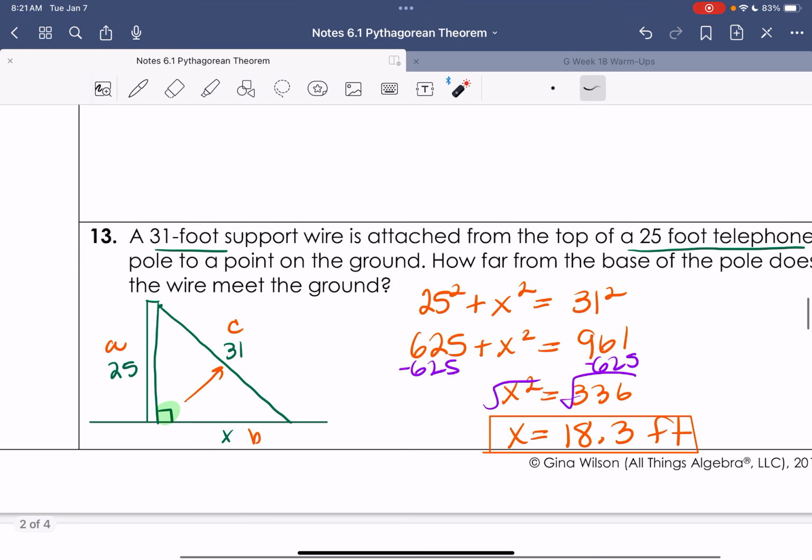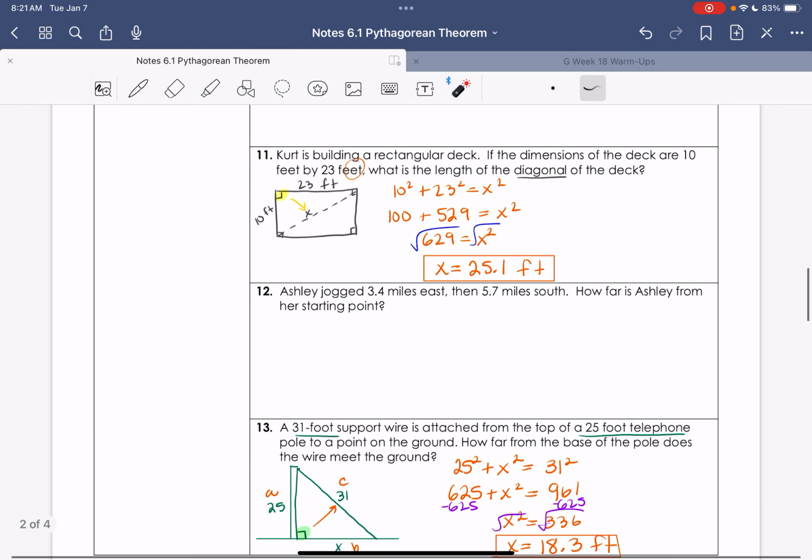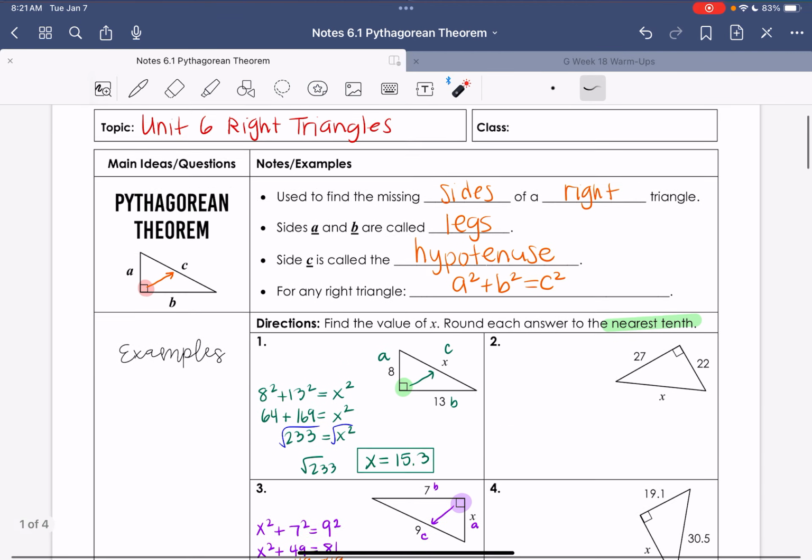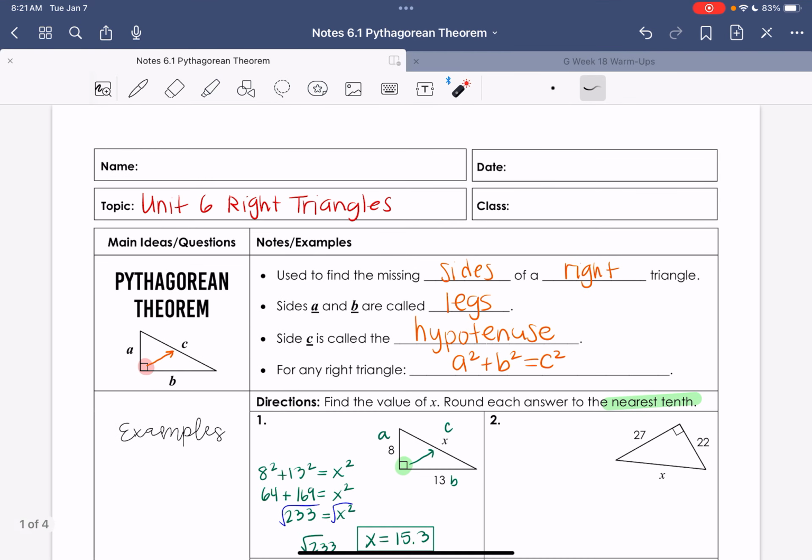Okay, and then that's it. So Pythagorean Theorem, super easy. Tomorrow we're going to keep reviewing it. I should hopefully be back tomorrow. So make sure that all of this is filled in. Make sure that you keep it somewhere. So you should have a binder for this class. And I will see you guys tomorrow.